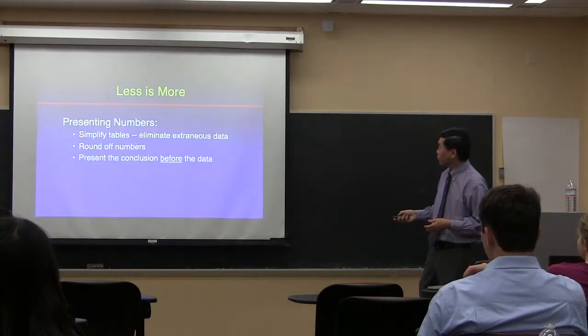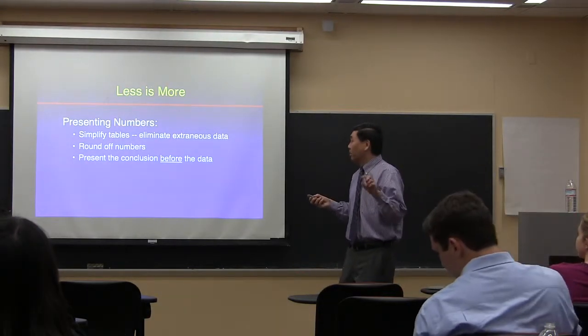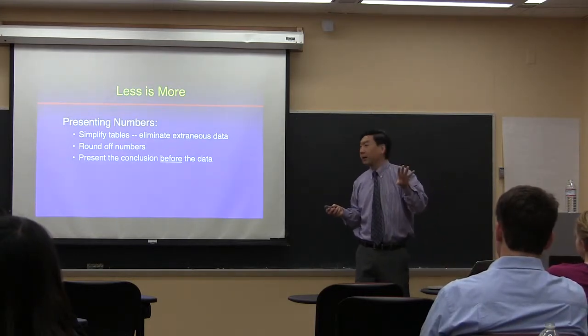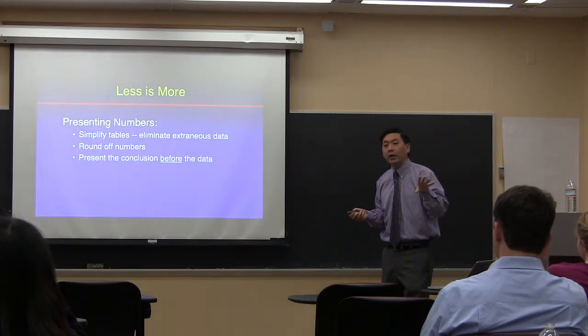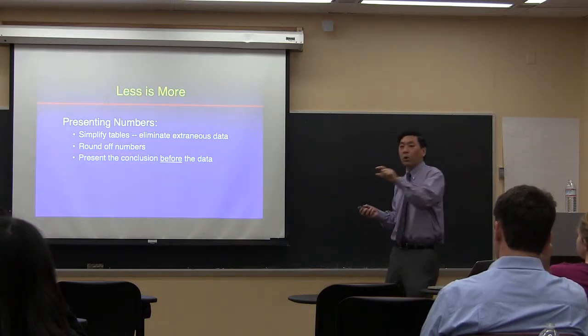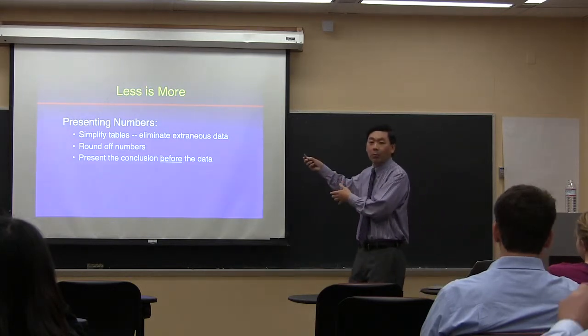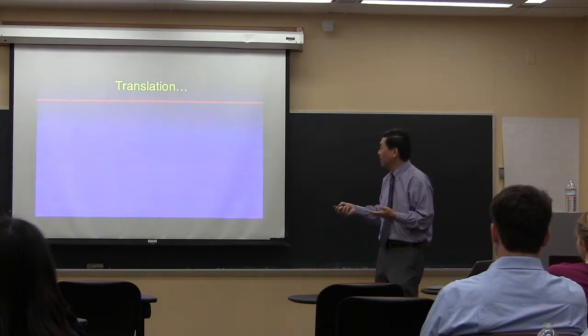Okay. So, a couple of rules here. Less is more. When you're presenting numbers and you're showing tables, simplify. If the data is not relevant, if you're not going to talk about a number, or a row in a table, or a column in a table, there's no point putting that column or that number on your slide.